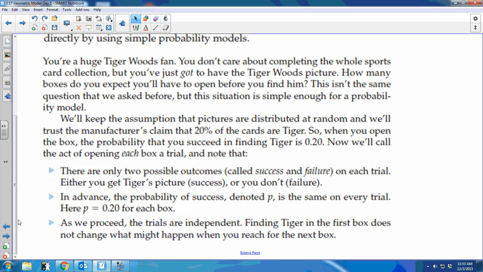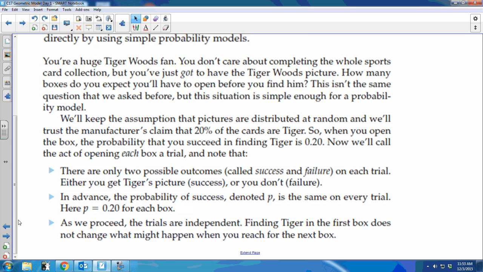So before, if we were going to do a simulation of this, we were trying to get a Tiger Woods card, the first one. We just wanted one Tiger card, right? If we did a simulation, we would assign random numbers. So I would assign 0 and 1 to Tiger because that's 20%, and then 2 through 9 to not Tiger because I don't really care what the other ones are, right?